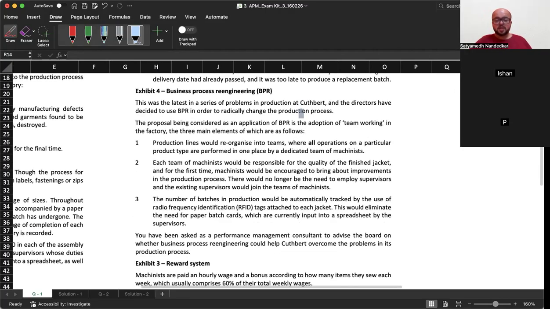Then business process re-engineering. This was the latest in a series of problems in production at Cuthbert, and the directors have decided to use BPR in order to radically change the production process. ठीक है. The proposal being considered as an application of BPR is the adoption of team working in the factory, and it has three main elements, which is production lines would reorganize into teams where all operations on a particular product type are performed in one place by a dedicated team of machinists.